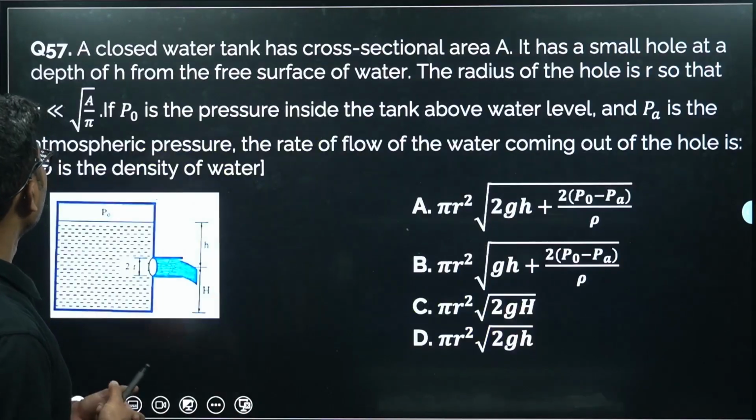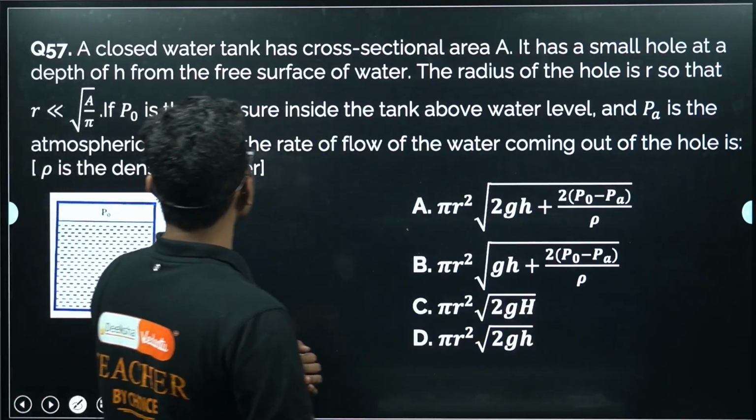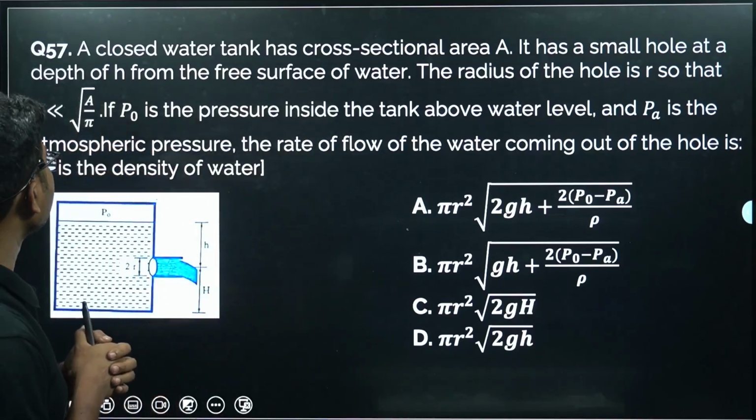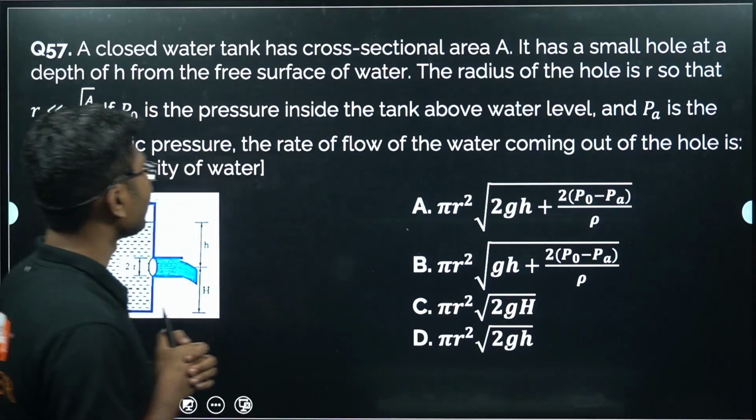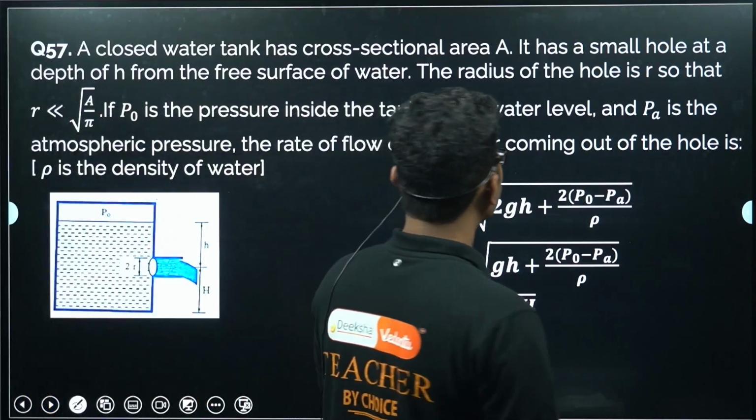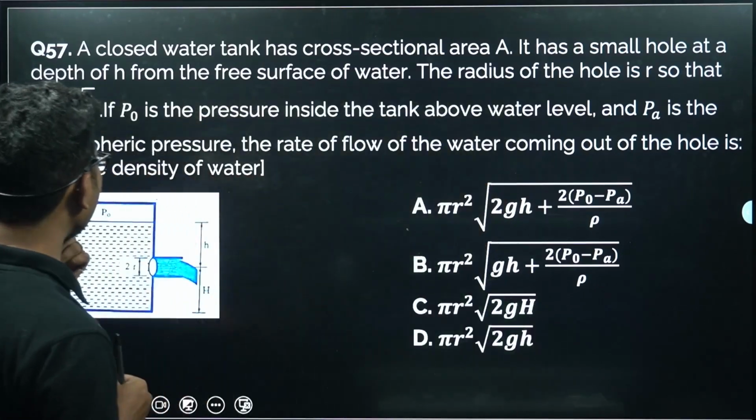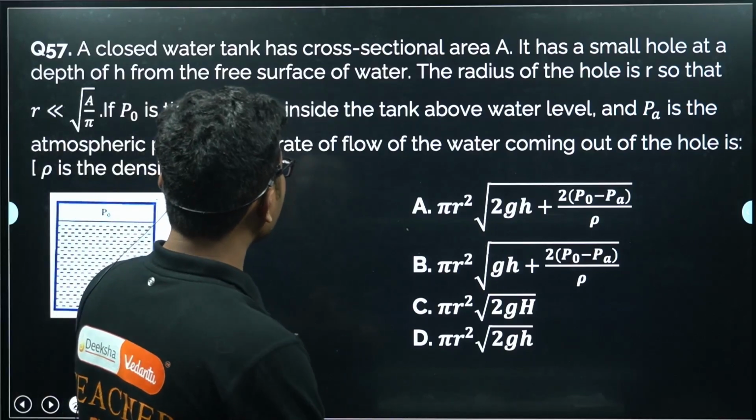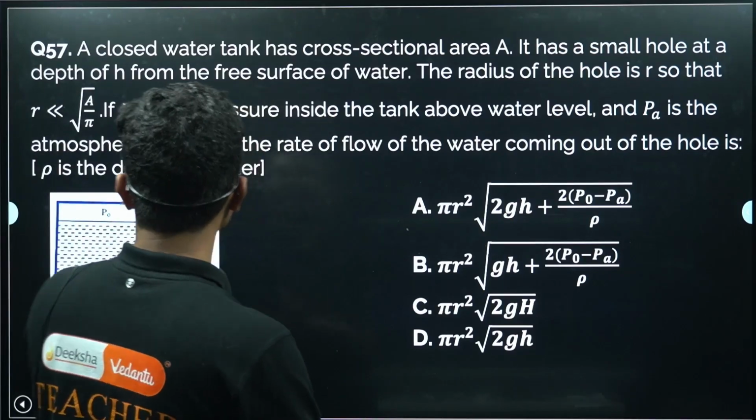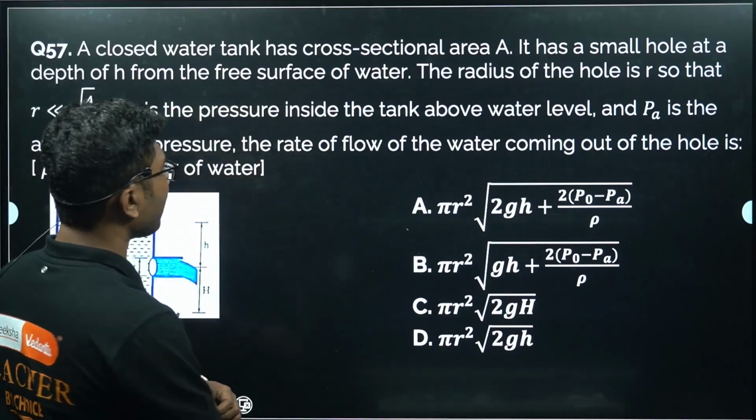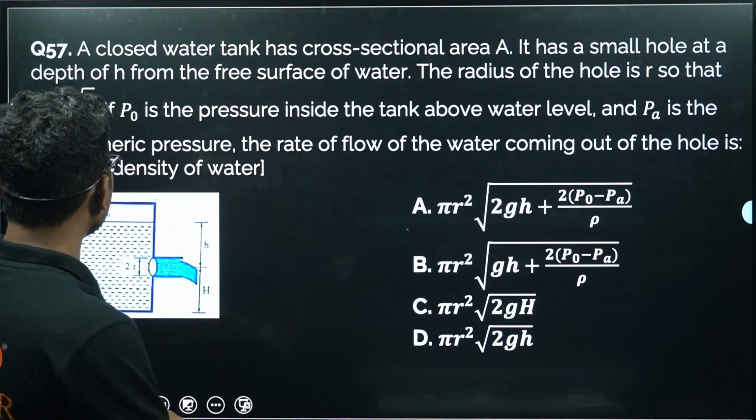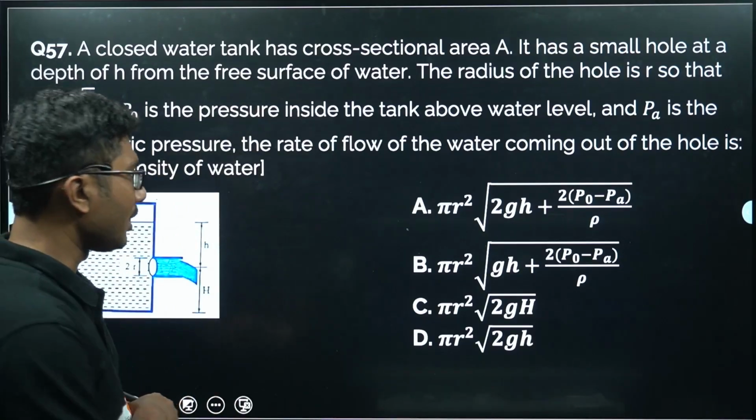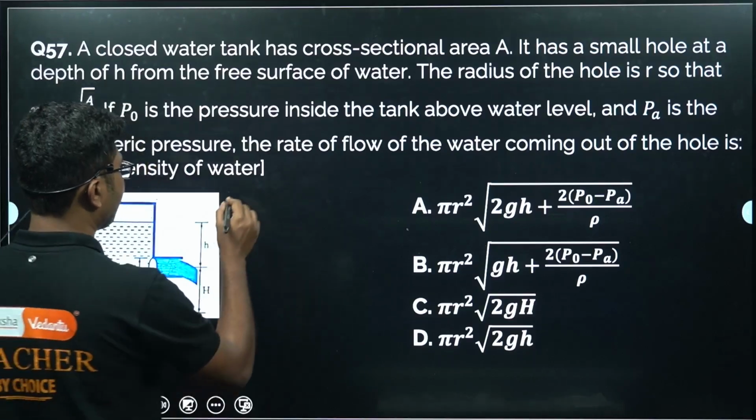Okay, now 57. A closed water tank has cross sectional area A. It has a small hole at the depth of h from the free surface of water. The radius of the hole is r, such that r is less than root of A by pi. If p naught is the pressure inside the tank above the water level and pa is the atmospheric pressure, find the rate of flow of water coming out of the hole, rho is the density of water. This is also not a very common problem, but you need to know the speed of efflux.